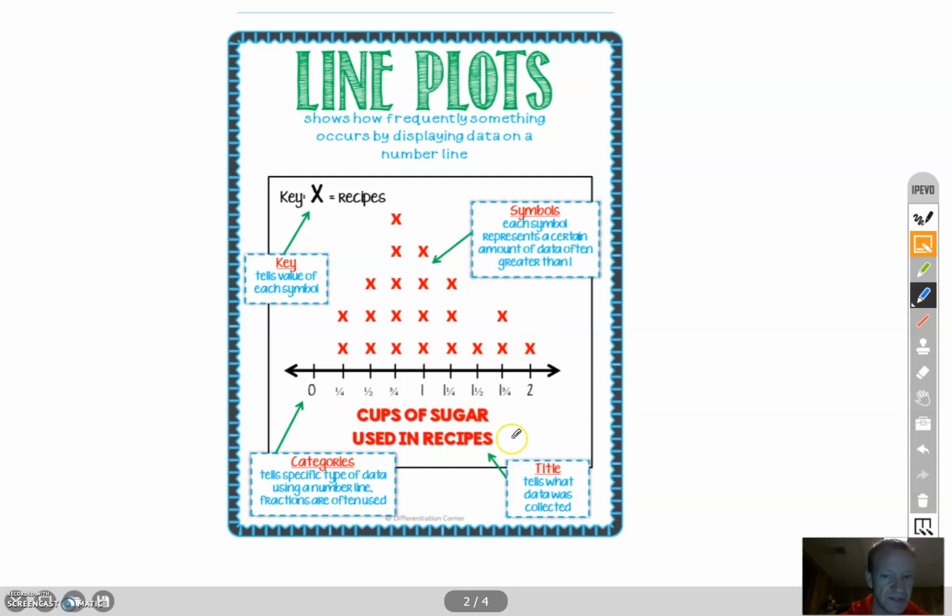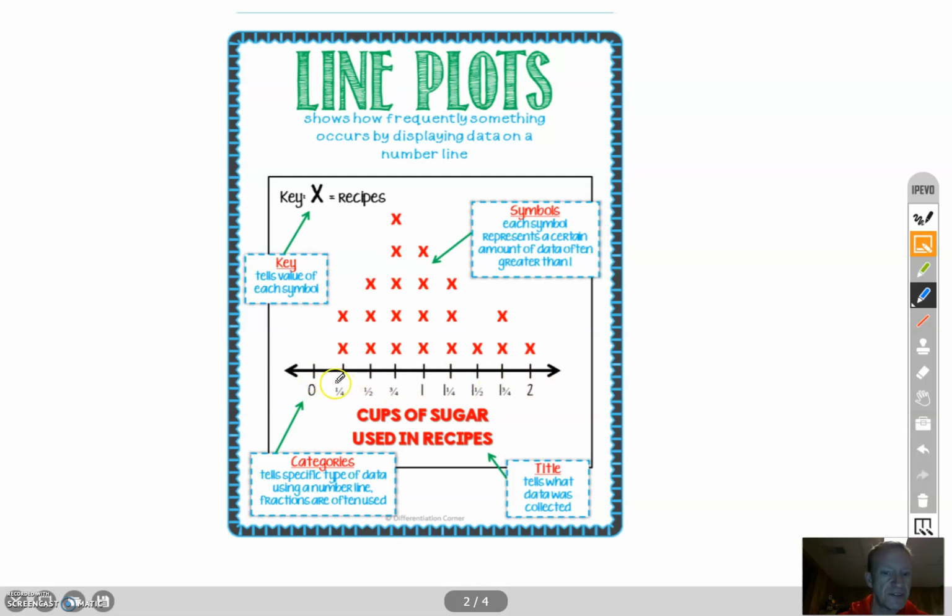You'll have a title. The title tells you what they're trying to get across. Normally the X's are the frequency, the number of students, the number of people voting, or whatever the graph could be. But these are always the people or the students or the amounts. Okay? And here you have categories. The categories are what they're trying to measure down here.